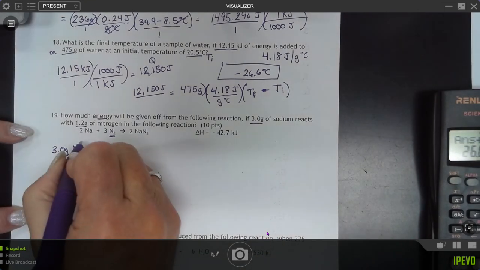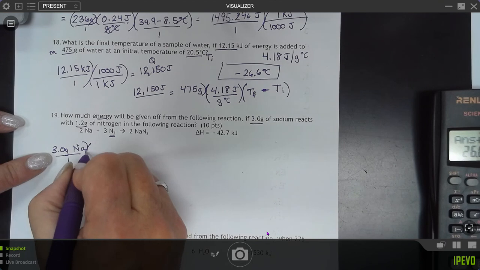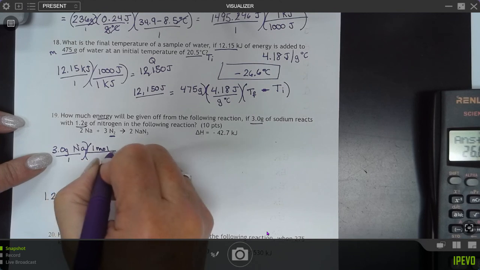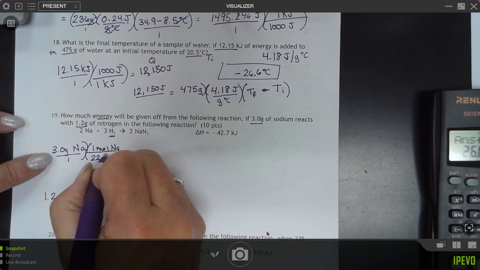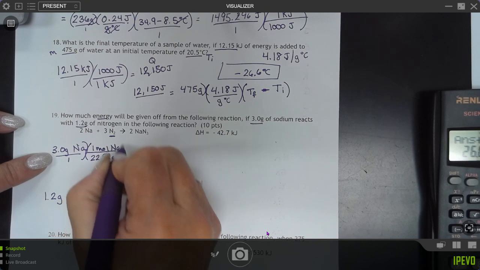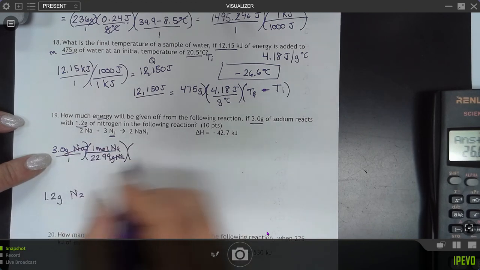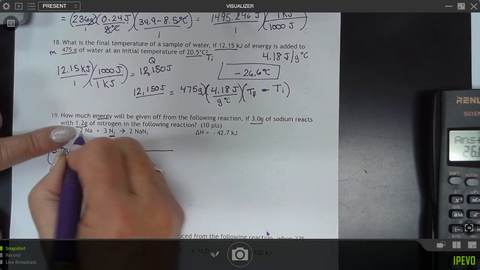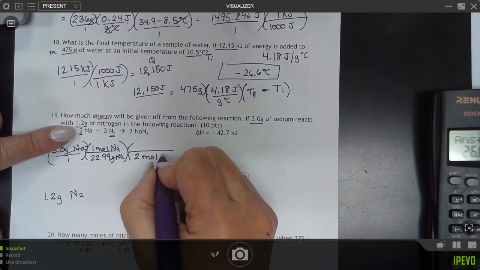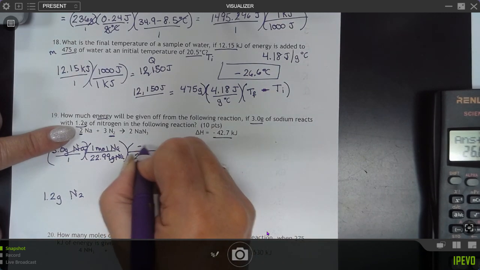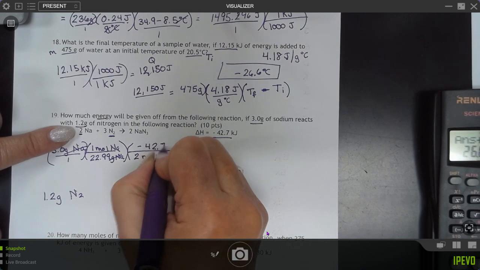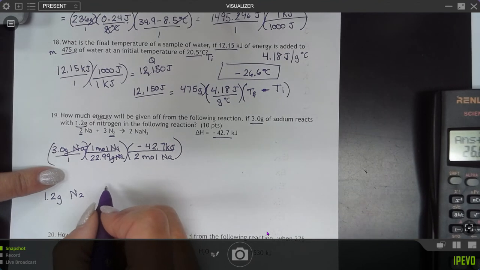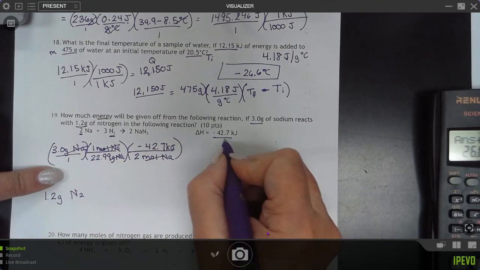Okay, so I have to figure out the energy for both of these starting amounts of grams. So grams to moles. All right, so 1 mole of sodium, we need the molar mass from the periodic table. That's 22.99 grams. Okay, so our grams cancel out. Now we need moles of sodium. This is going to come from our balanced chemical equation. So 2 moles of sodium will produce negative 42.7 kilojoules. Okay, so that's the difference in doing stoichiometry with thermochemistry, is we use that delta H.